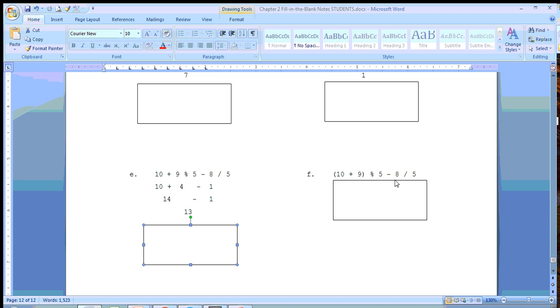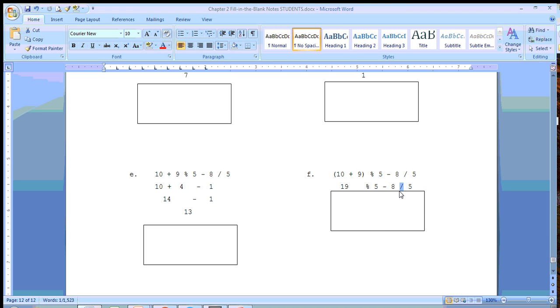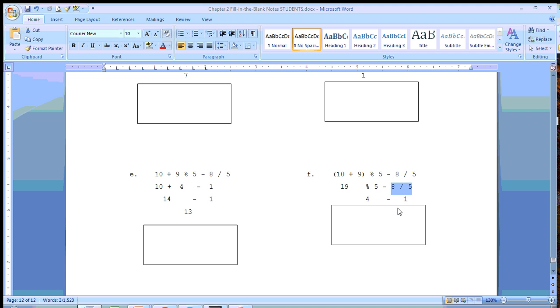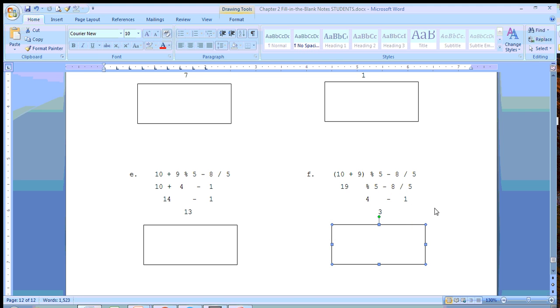All right, then you go over here and you do the parentheses first. So that leaves you with 19 modulus 5 minus 8 divided by 5. Notice how then you have modulus and division on the same priority, and so you do the one on the left first. And so 19 divided by 5 is 3 remainder 4. Modulus looks for remainder, so it's 4. And then we'll go ahead and do this at the same time. 8 divided by 5. 5 goes in once, cut off the decimal, and then you're left with 3.